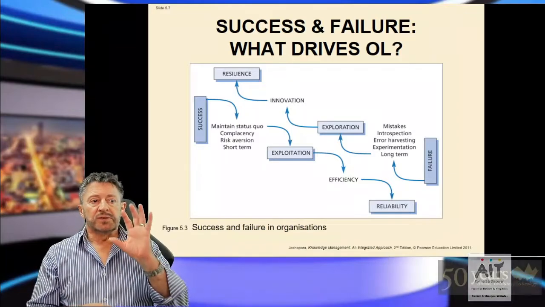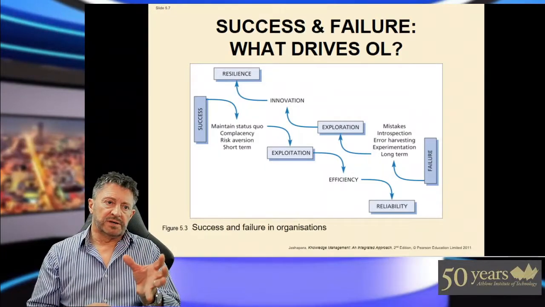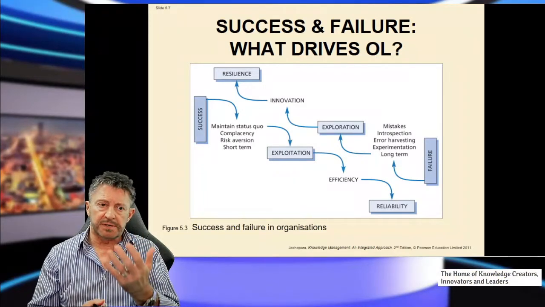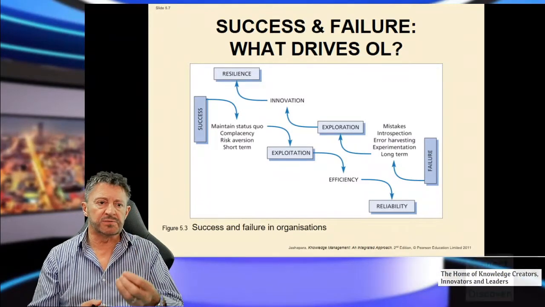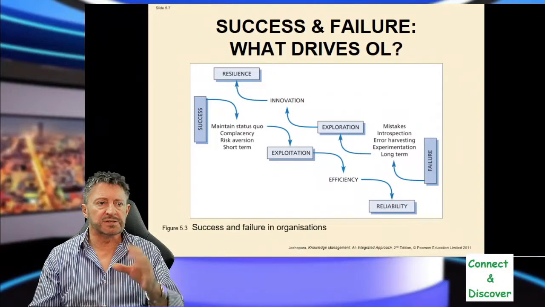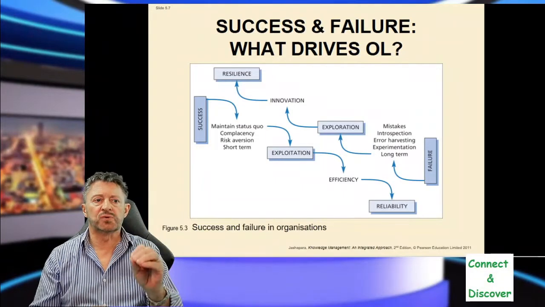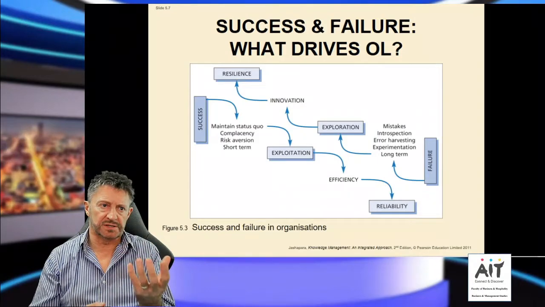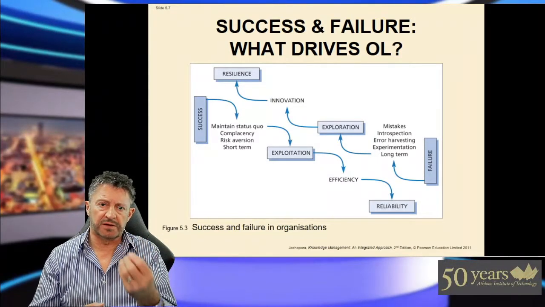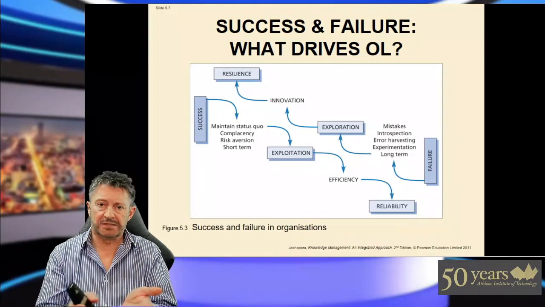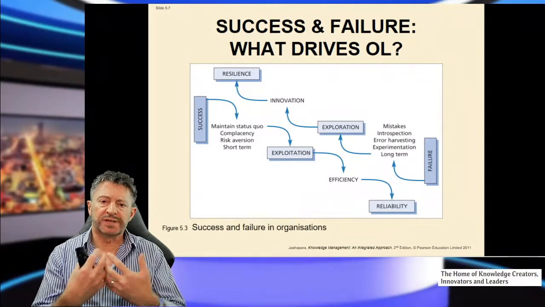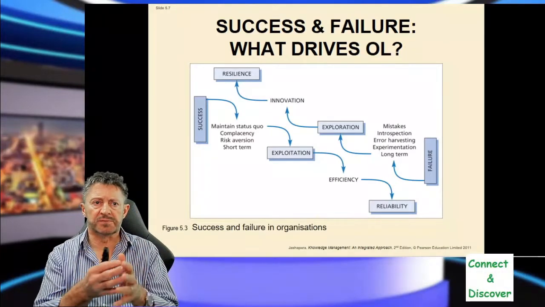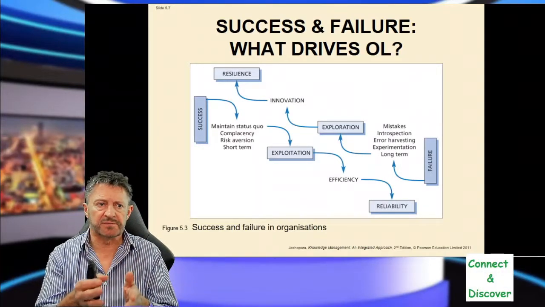So if we look at success, we need to be able to explore. We need to be efficient. We need to exploit our own knowledge, and maintain status quo, complacency, risk aversion, and short term. If we don't do these things, if we don't behave and we don't learn, we become stagnant. Things don't happen. Processes don't get improved. And that's essentially what this diagram is, the difference between success and failure.